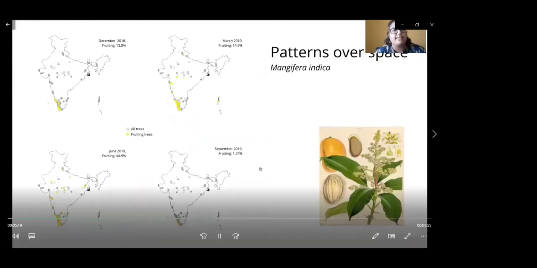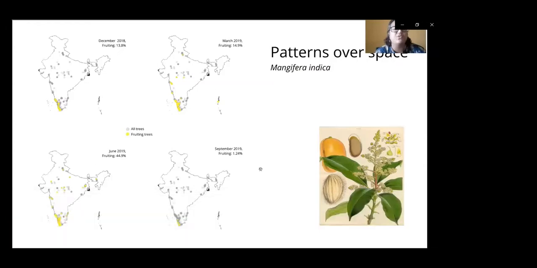And we plotted these observations across the India map to see what are the latitudinal patterns. So here you can see that the gray dots are all trees that were observed across all events, and the yellow dots are corresponding to the fruiting trees that were observed in each season. In December, only southern India was reporting fruiting trees, and by March, the fruiting had spread to peninsular India. And in June was when maximum fruiting was reported from across the country. And by September, again, the fruiting had receded back into southern parts of India. So there's a clear latitudinal pattern in the fruiting of this species across India.